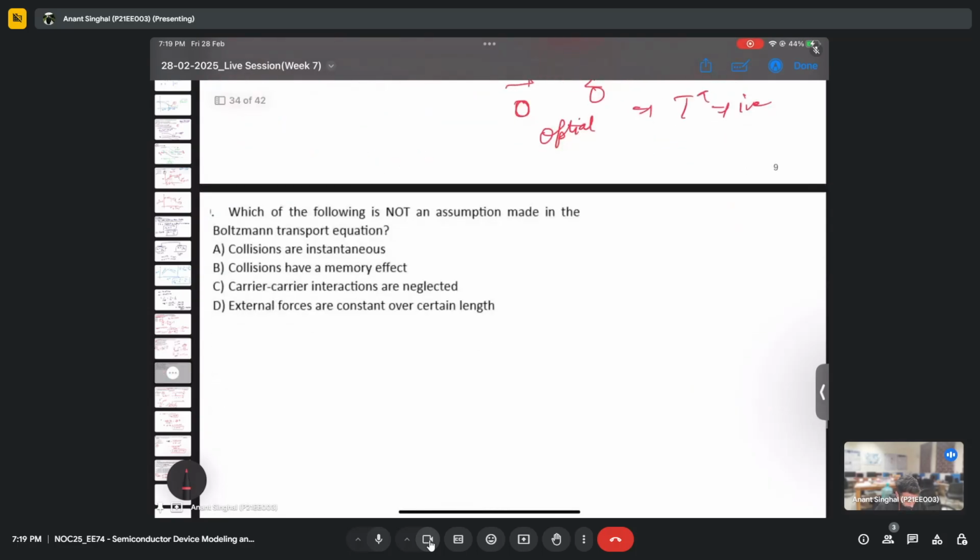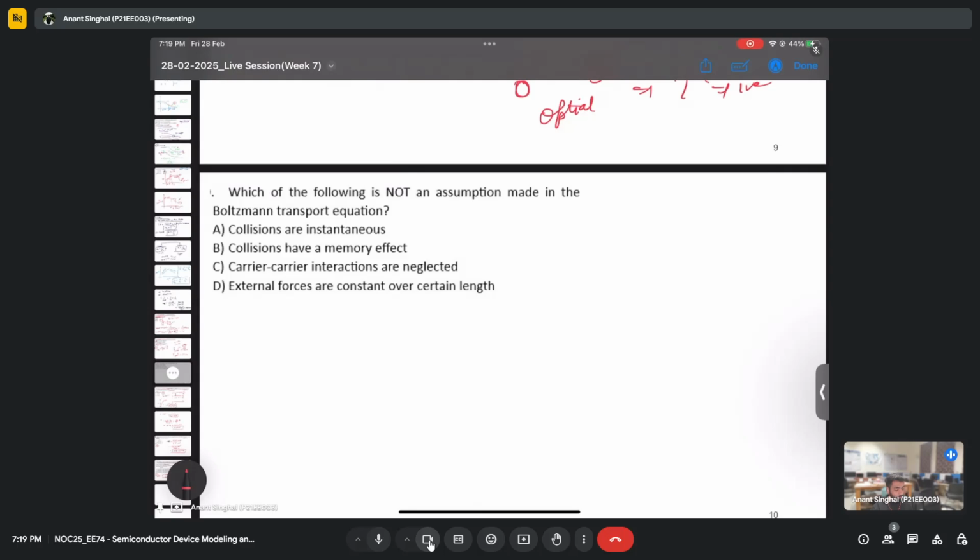Then we have one more problem. It says which of the following is not an assumption made in the Boltzmann transport equation. We have just seen that we have a lot of crystals and electrons getting vibrated, this is the lattice vibration, this is the interaction. These all come out from the Boltzmann transport equation only. So it is asking about the collision, which of them is not an assumption. Can you tell from the options?